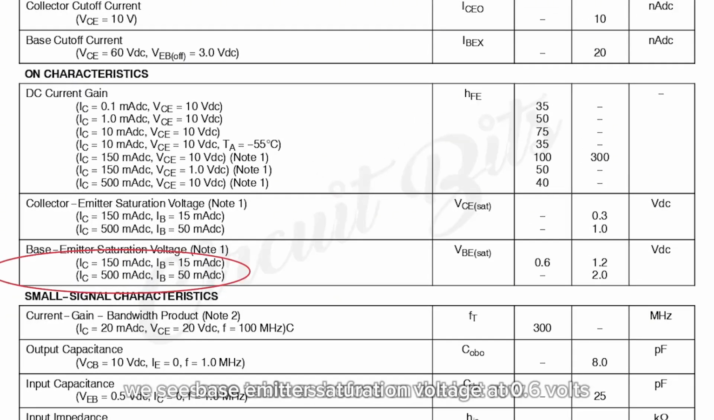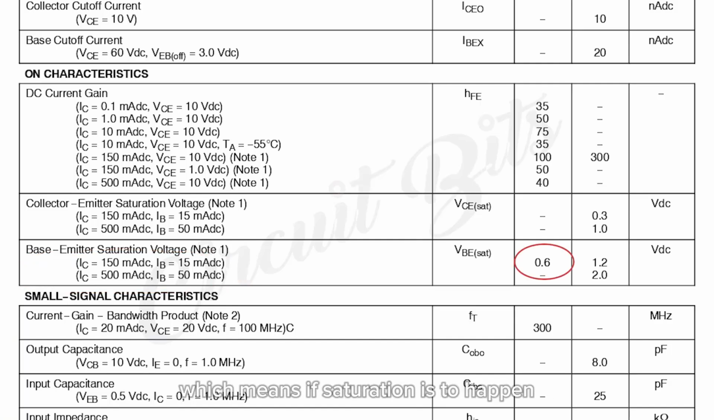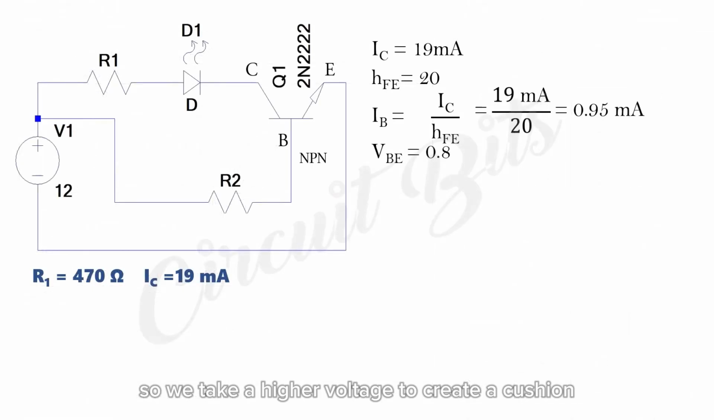On the last row, we see the base-emitter saturation voltage at 0.6 volts, which means if saturation is to happen, the VBE should at least be up to 0.6 volts. So we take a higher voltage to create a cushion, just in case of unforeseen negative operational conditions.